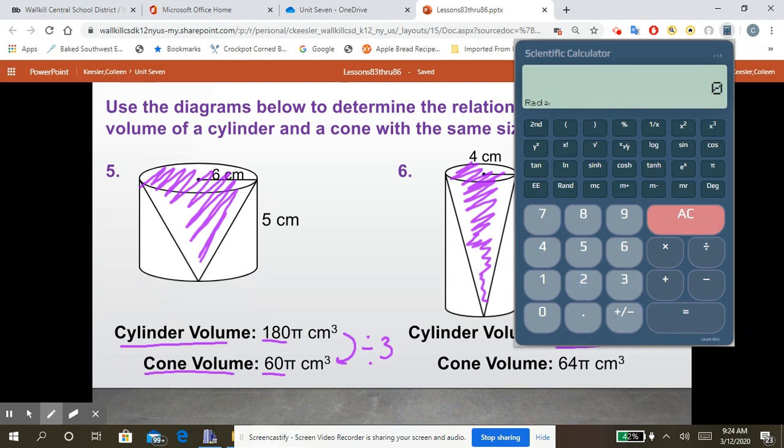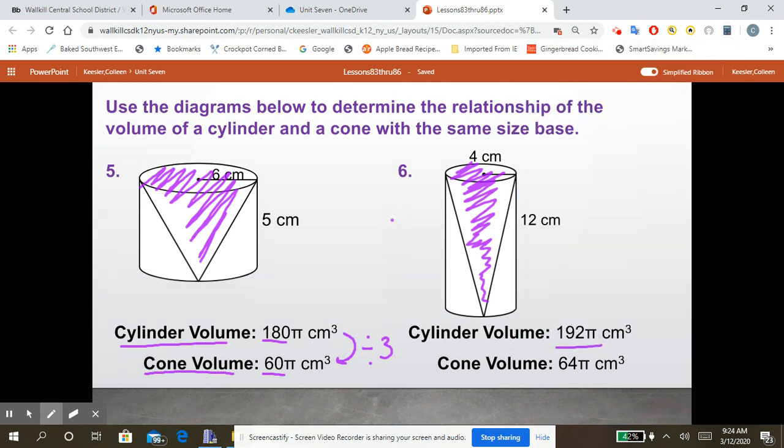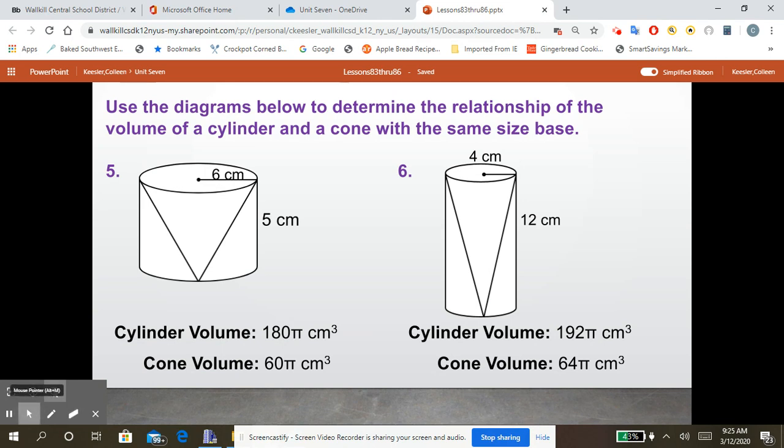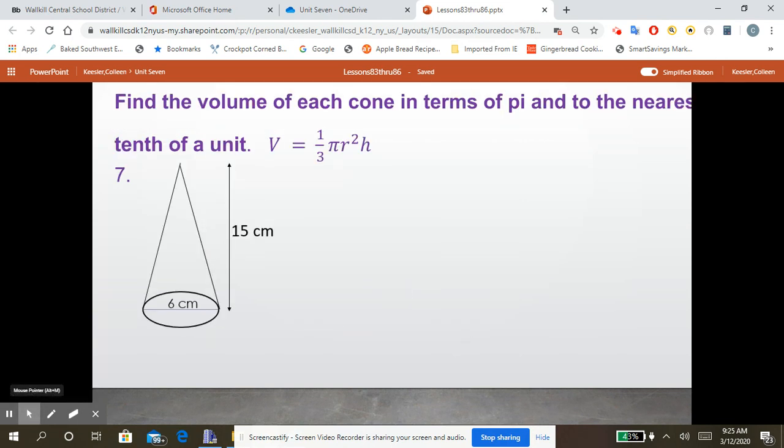And we sure do. So that means that if we divide 192 pi by 3, we'll get 64 pi, which is the cone's volume. So that tells us that the relationship between a cylinder and a cone is that it is a third of the volume of the cylinder. So a cone's volume is a third of the volume of the cylinder. So we can use the same formula for volume of a cylinder, but multiply by a third. Okay, so that's what that problem shows there.